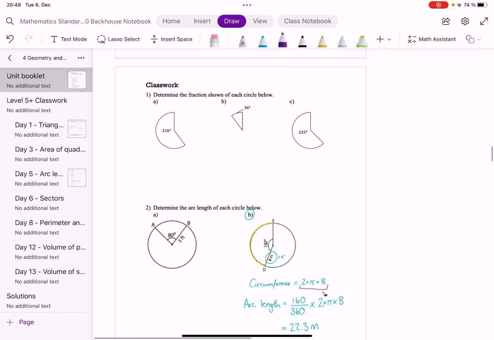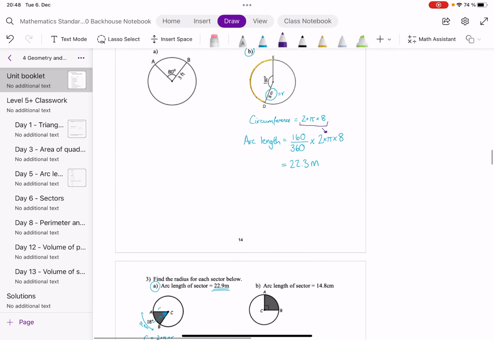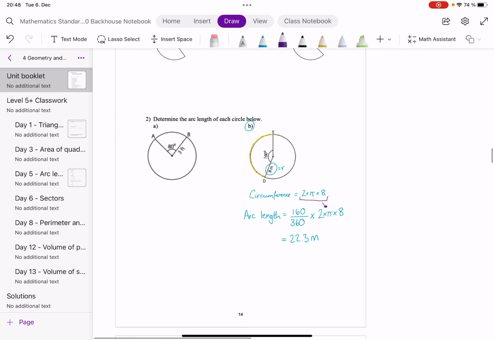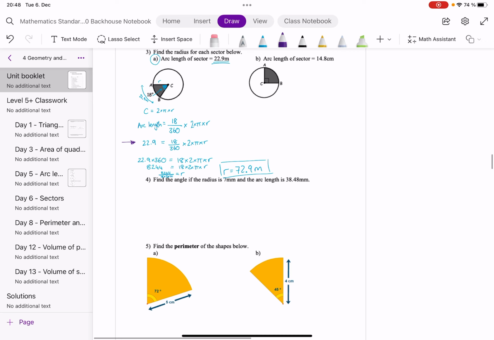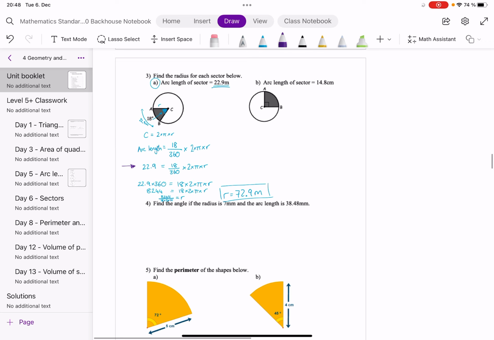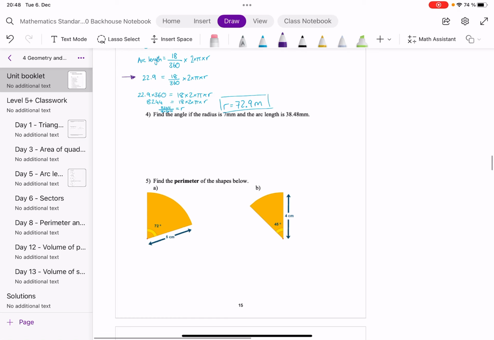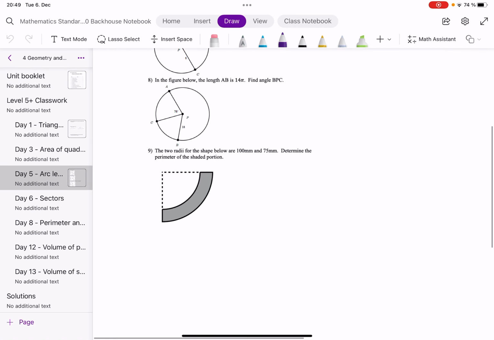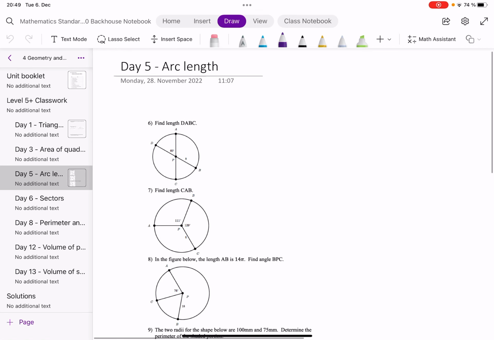Folks, if you've got this far, I think you've probably tried some of the questions on page 14. There's others in page 15 to try. 3b is very similar. Question 4 is the same idea, you're just looking for a different unknown. Question 5 is quite nice, you're looking for perimeters of the shapes. I would argue it's possibly a bit easier than 3 and 4. And of course, if you're on OneNote, you can go to the Level 5 Plus classwork. Day 5 arc length has some other nice problems for you to look at. Good luck, I hope that goes well.